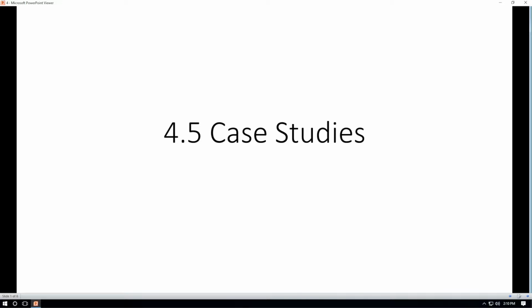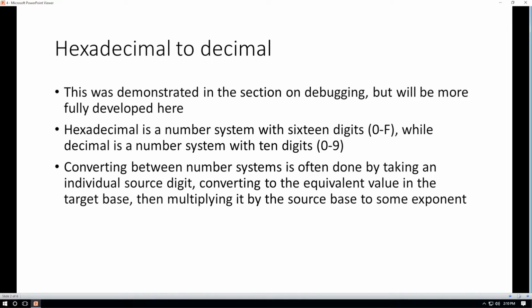In this section, we're going to discuss only one of the numerous case studies in the book. We're going to discuss how to convert a hexadecimal digit to a decimal digit. The debugging section talked about this and used code, but didn't explain fully what we were doing.